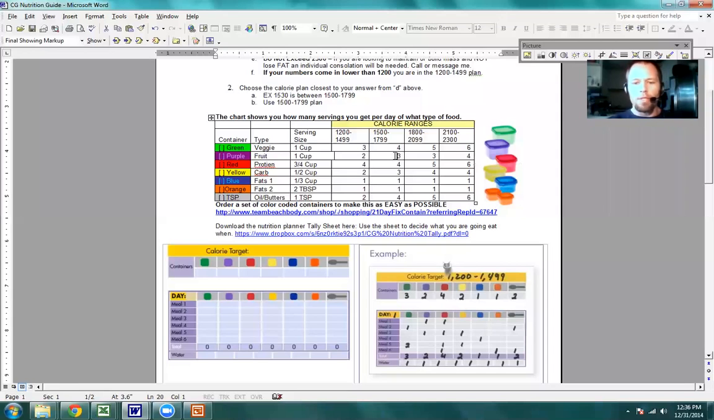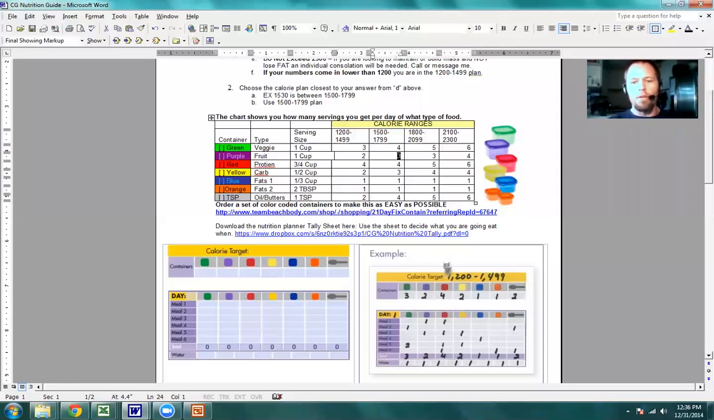Now, you go to the next food category, fruits. You get 3 servings of fruits, and that's 1 cup servings again. For proteins, you get 4 3/4 cup servings of protein. For complex carbohydrates, that is coded as yellow, and those are 1/2 cup servings. So you can get 3 of those a day. Again, this is if you're in the 1500 to right under 1800 calorie range.